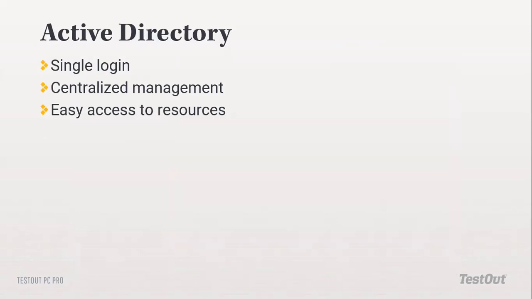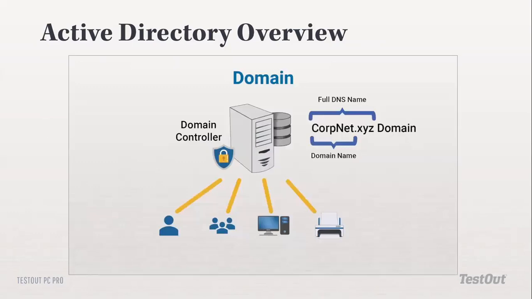Now, with an Active Directory, you can log in a single time. There is centralized management of resources, and it is easy to access all the resources. Now, when implementing domains in an Active Directory, there is also a domain controller this time that has storage at the same time. That domain controller has a domain name. Sometimes it's like compnet.xyz. It is basically the domain name of your company. Then the users within that system can access the domain name and the resources that are there by going through the domain controller.